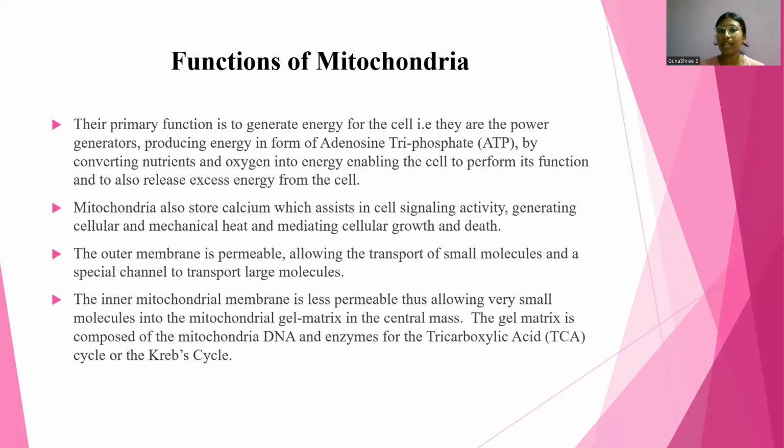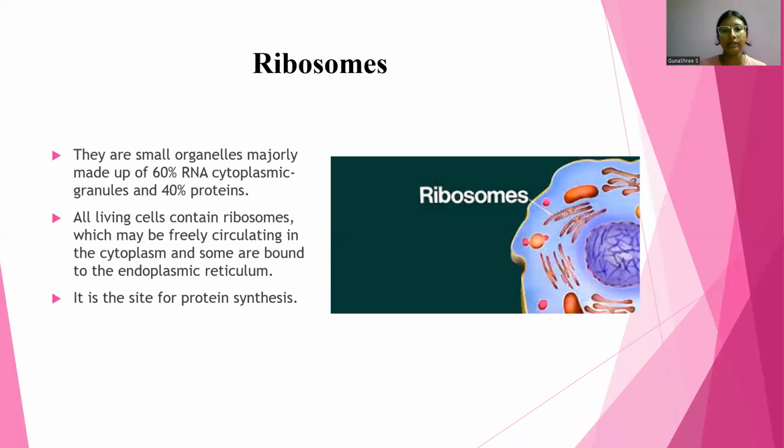These also store calcium, which will assist in cell signaling activity, generating the cellular and mechanical heat required for the growth and death of cellular organisms. The outer membrane is permeable, so it will allow small molecules, and special channels transport large molecules. The inner mitochondrial membrane is less permeable, so it will allow only selective structures or selective molecules to enter into the cell.